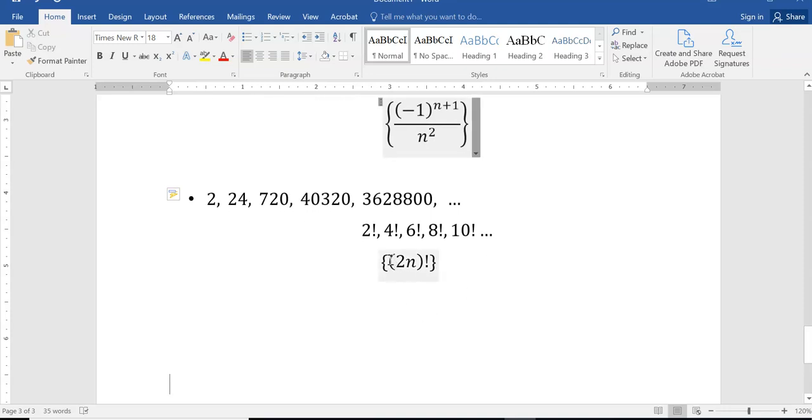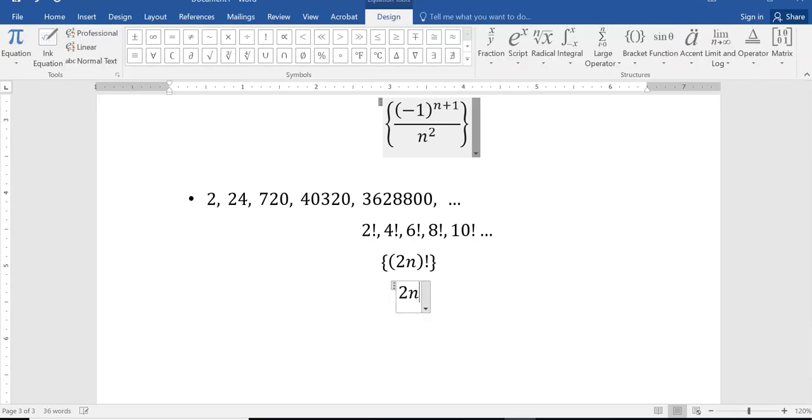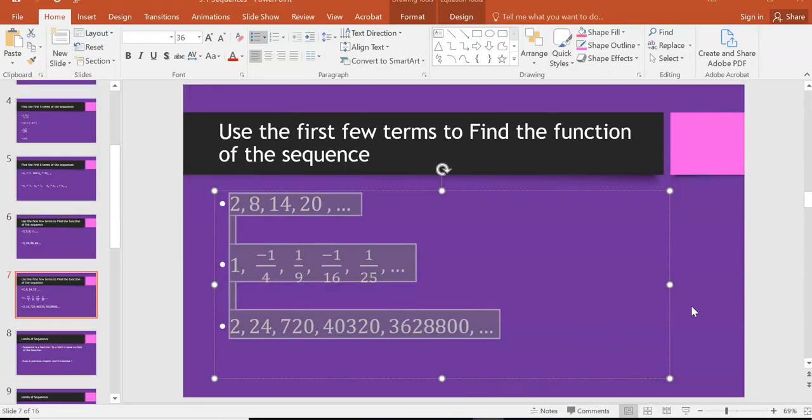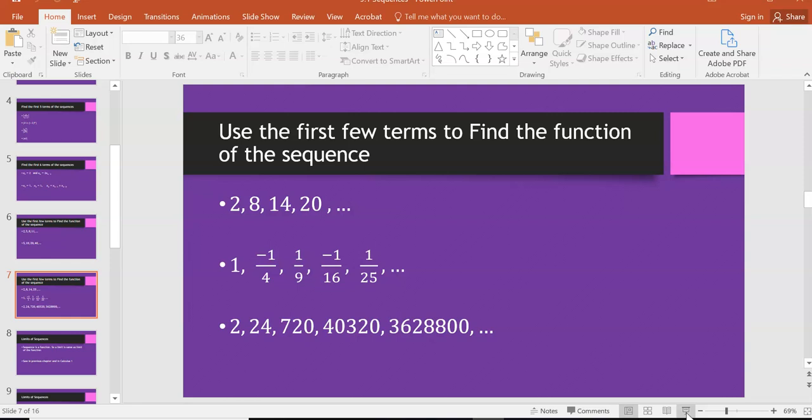By the way, notice that I am forced to put parentheses around the 2n. If you were to write 2n factorial without parentheses, what that is is 2 multiplied times n factorial. So see the difference there? You have to evaluate the n factorial first before multiplying. This time we're taking the 2n, multiplying that, and then taking the factorial of that. Again, hopefully that all makes sense. So that's the idea behind creating some of these sequences.